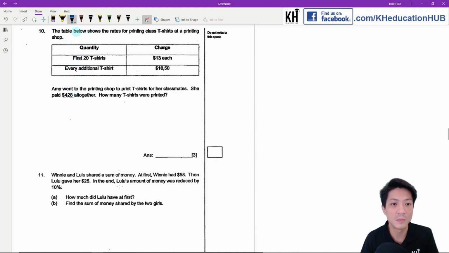Question 10. The table below shows the rates for printing class t-shirts at a printing shop. For the first 20 t-shirts, it will be $13 each, and every additional t-shirt will be $10.50. Amy went to the printing shop to print t-shirts for her classmates. She paid $428 altogether. So how many t-shirts were printed?